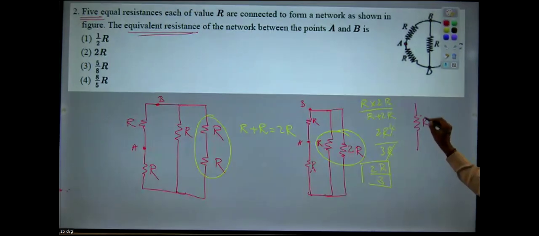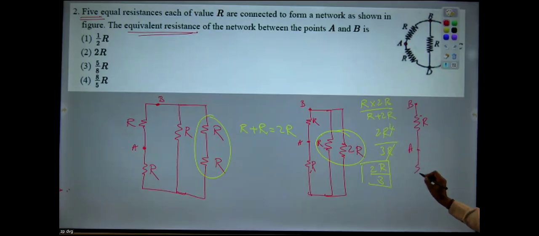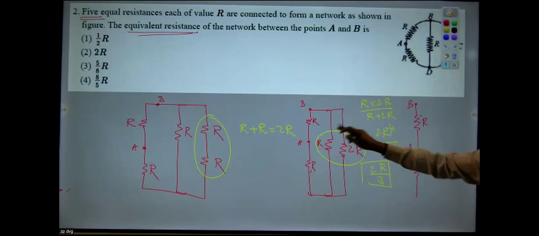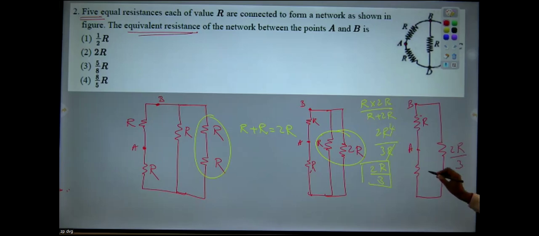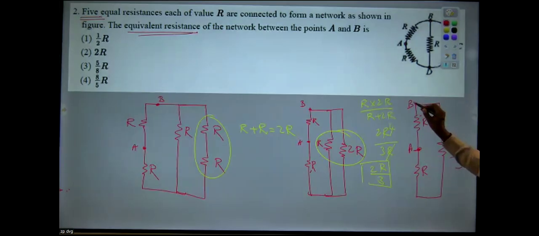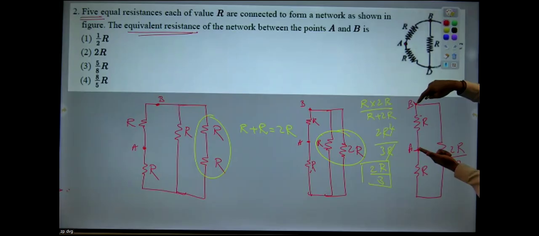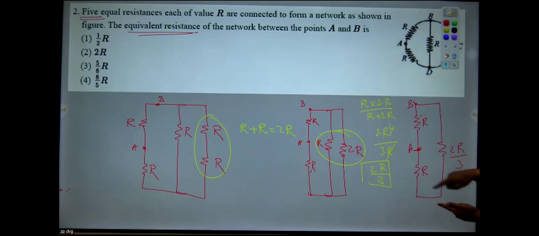Now we have this R between points B and A. This is our point B and point A. We have another resistance R here. Okay. What is the equivalent of these two resistors? Equivalent is 2R by 3. So let me write here. Now see, this 2R by 3 and this R resistance, these 2 are in series, because we are finding the equivalent resistance between these 2 points. So these 2 resistors are in series. So all we need to do is to add them.